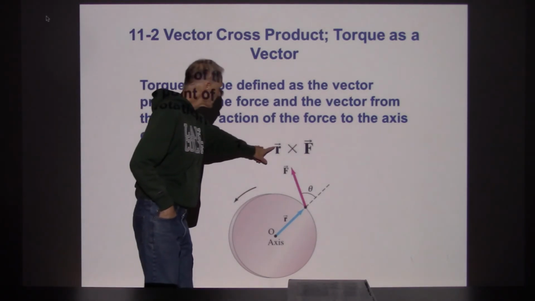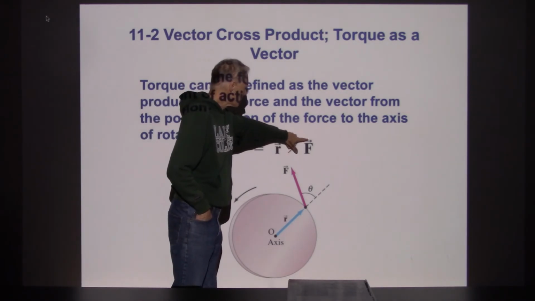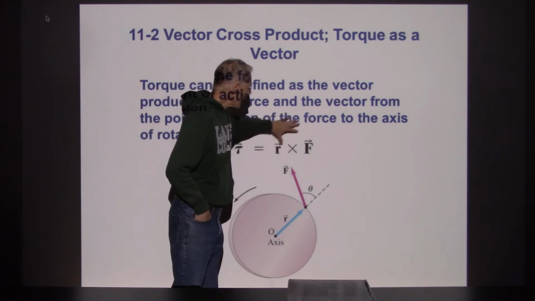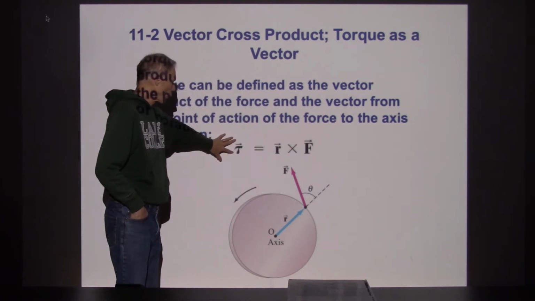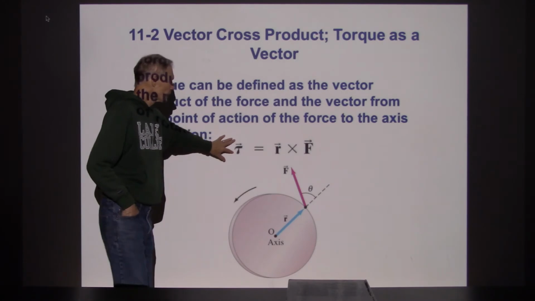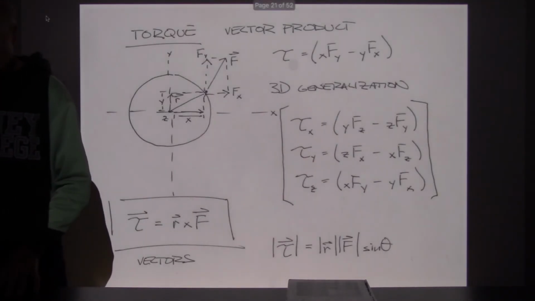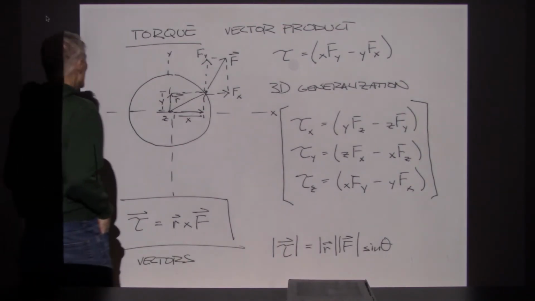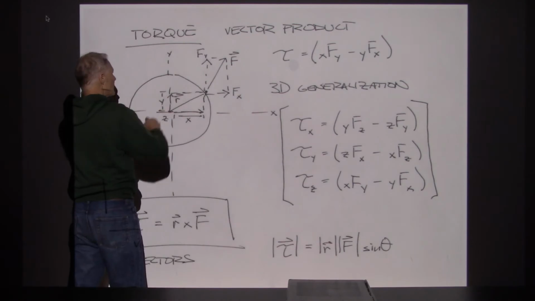So I've got a lever vector, and I have a force vector, and when I carry out this operation of cross product, I get the torque vector. Now, what does a cross product mean? Cross product means this. So let's take a look at this object, kind of like the picture before.